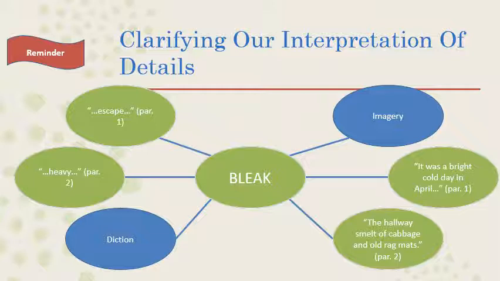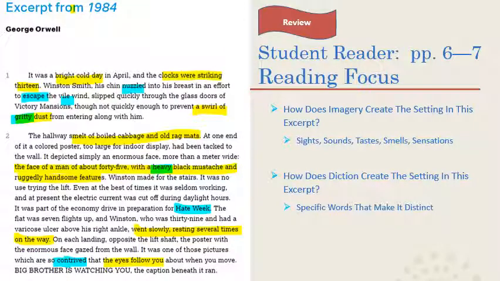And we'll be going back to those in a few minutes, but this is just a reminder of where we've already been. So I also want to review with you now that you've had some time to work with it. One of the things that I suggested that you do was to think about how imagery is creating the setting. Those are things like sight, sound, taste, smells, touch, and how diction was doing the same thing, specific word choices that help us understand the nature of the setting.